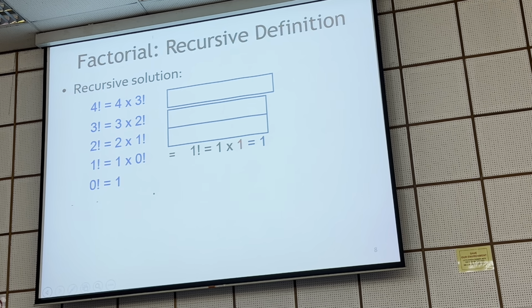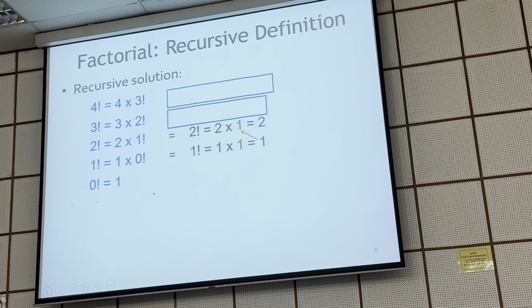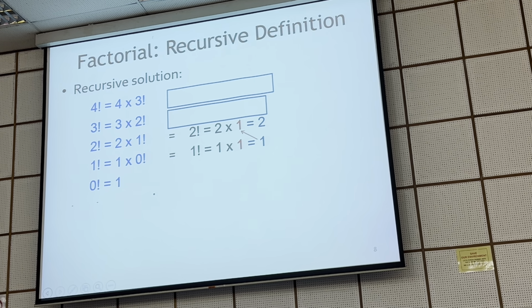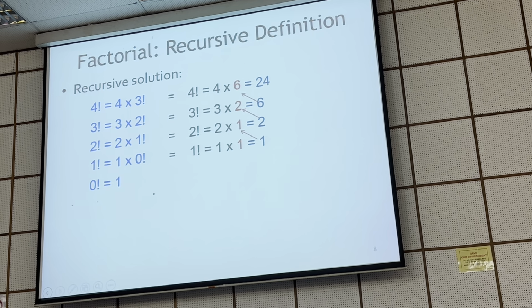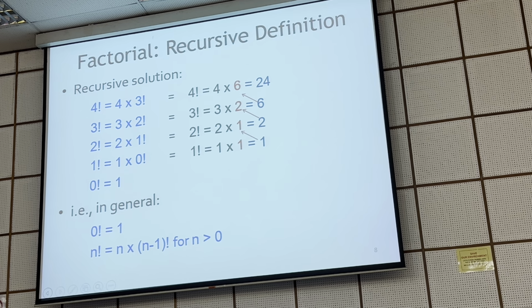So I take the answer and go to my previous problem, which is 2 factorial. 2 factorial is equal to 2 times 1 factorial. I have the answer for 1 factorial, which is 1. So my 2 factorial is equal to 2 times 1, which is 2. And we continue until we find our answer. Do you understand?